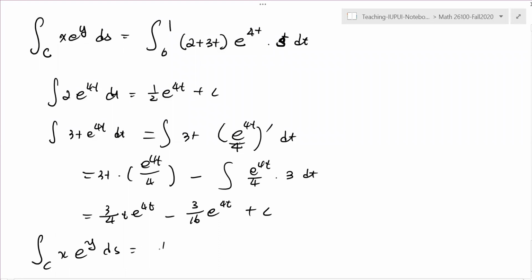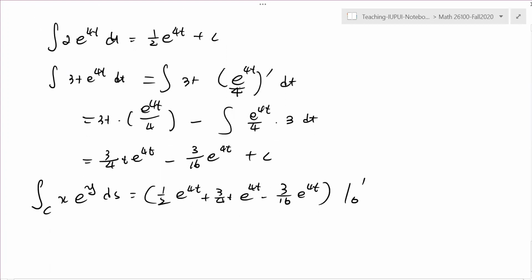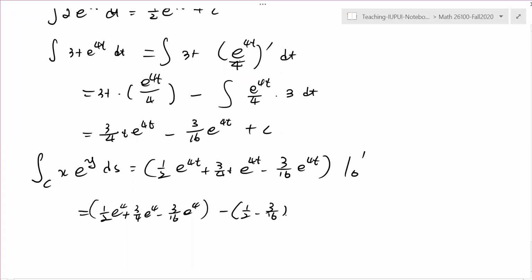So the antiderivative of the first one, then the antiderivative of the second one, the antiderivative of the last one, and evaluate at the two endpoints. The first one, when t equals 1, you get 1/2 e to the 4, that's 3 over 4 e to the 4 minus 3 over 16 e to the 4. And the last one will be plugging in 0. Every term is 0, so it's going to be 1/2 minus 3 over 16. And then you simplify.